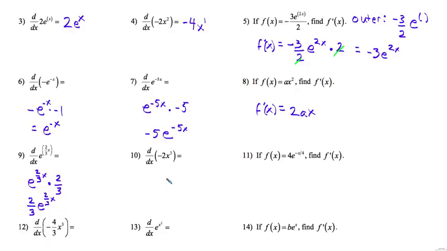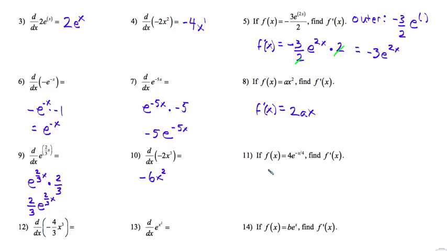All right, number 10. So what house are we in? We are in power house. So power house means I'm multiplying the 3 down. 3 times -2 is -6x, and then the 3 turns into a 2 because I'm subtracting 1. So my final answer is -6x squared.